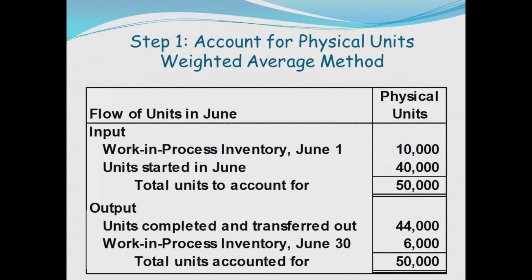Okay, let's focus on the weighted average method. Step one, calculate your physical units. It's all given. We've said it already. You brought 10,000 in from the previous month. You started 40,000, so you need to account for 50,000. You know that you completed 44,000, and you have 6,000 that you're moving on to the next period. So 50 is equal to 50. That should always be the case.